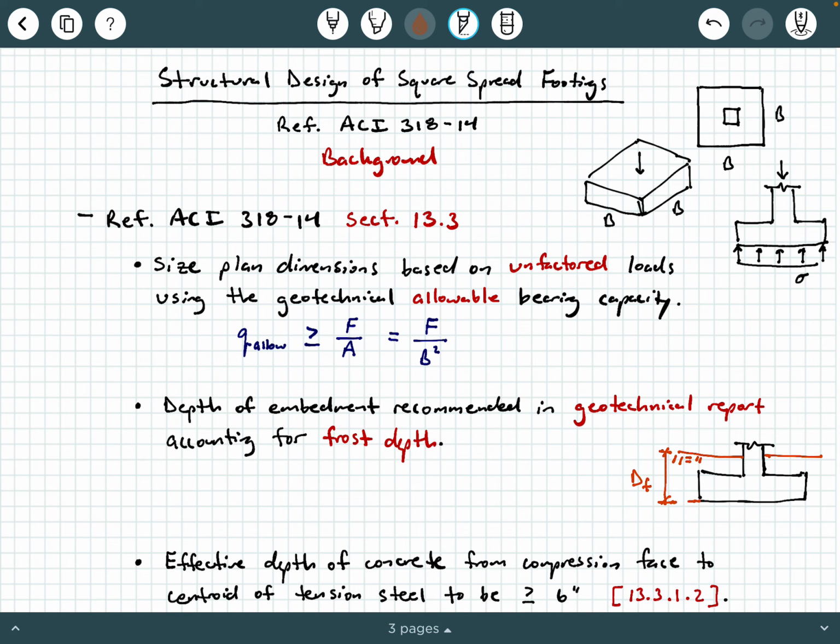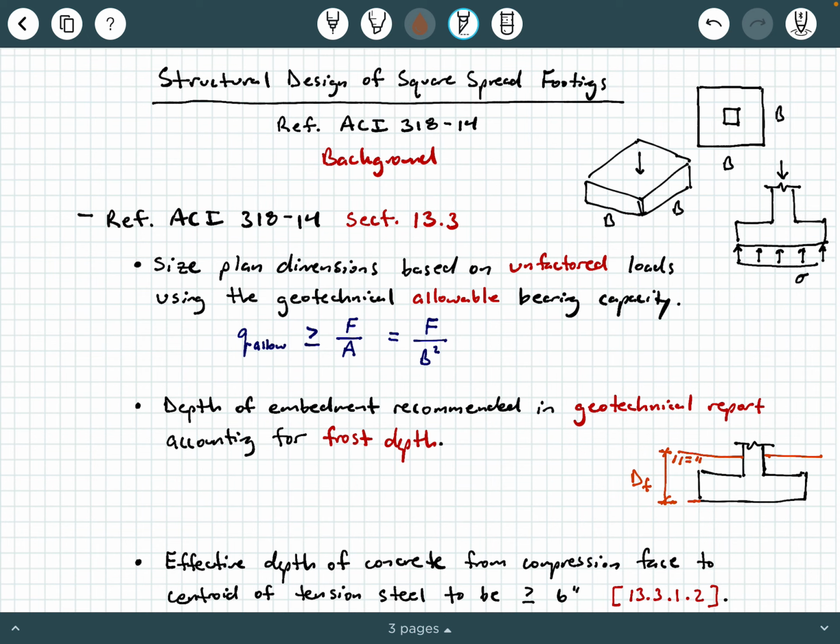Now, what is this thing called frost depth? Well, this is the depth below the ground surface that you could have significant freezing and thawing of the water in the soil, okay? Now, what you want is you want the base of your footing, the base of your foundation, to be at or below the frost depth, okay?